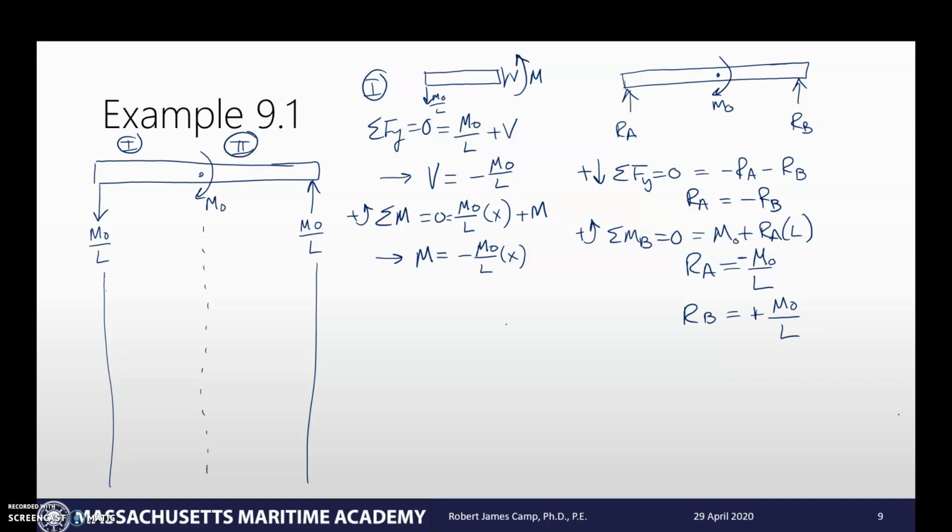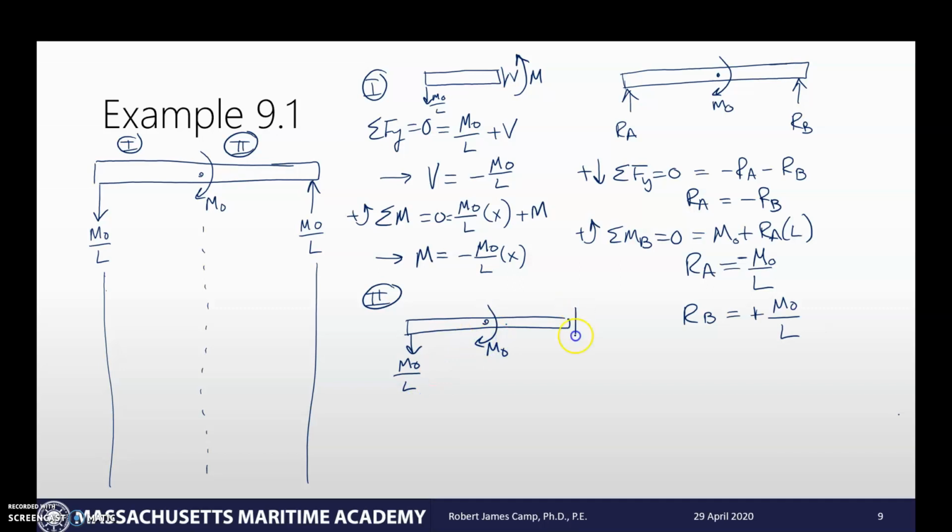So now we're going to do section 2, between that moment and the end. So let's draw a free body diagram of what's going on. So that's at any point from the moment being applied to right before we get to the end. So my free body diagram, what I will do is I will add that moment in.